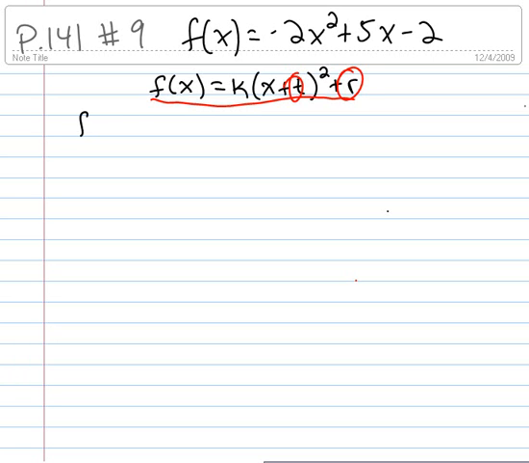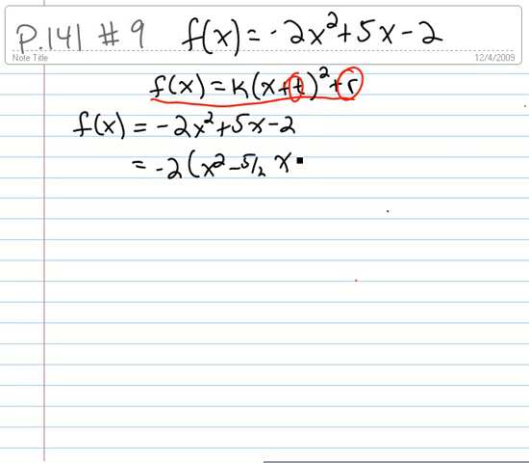So f of x is negative 2x squared plus 5x minus 2. And so we always need to get rid of that coefficient of x squared. So I'm going to pull that thing out. So this equals negative 2 times x squared minus 5 halves x, minus 2. Now that's a tricky thing there. Make sure if you don't get that, slow it down, rewind, and make sure you understand that.